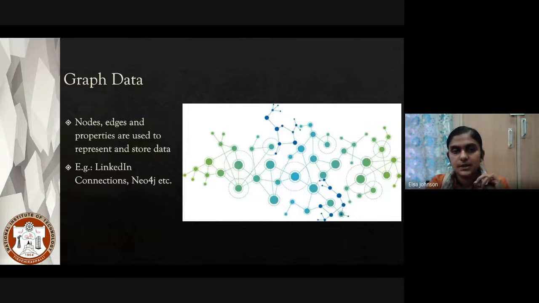And the fourth type is graph data. Graph data is usually found in LinkedIn connections. Neo4j is a graph data tool, actually. So nodes, edges, and properties are used to represent and store data. What it means is that each person will be represented by a node. Your connections will be represented by branches, and these different people will be represented by other branches. So it will go on with nodes present. So this type of graph modeling is mostly used in social media connections.